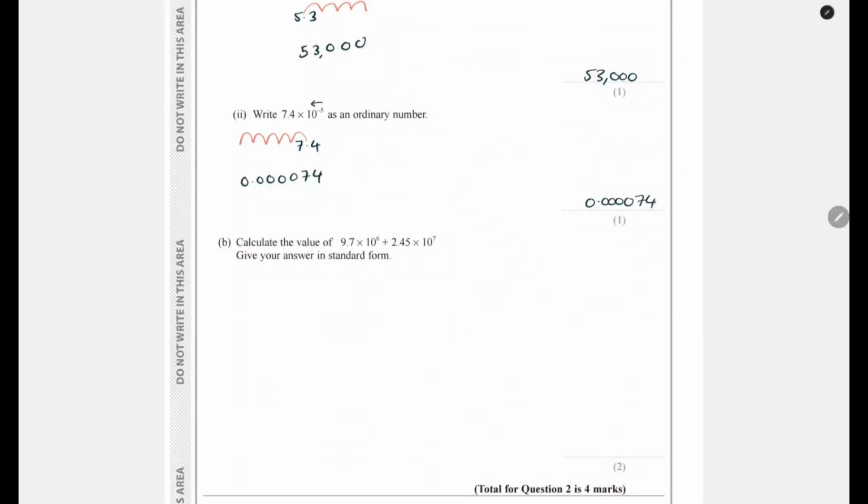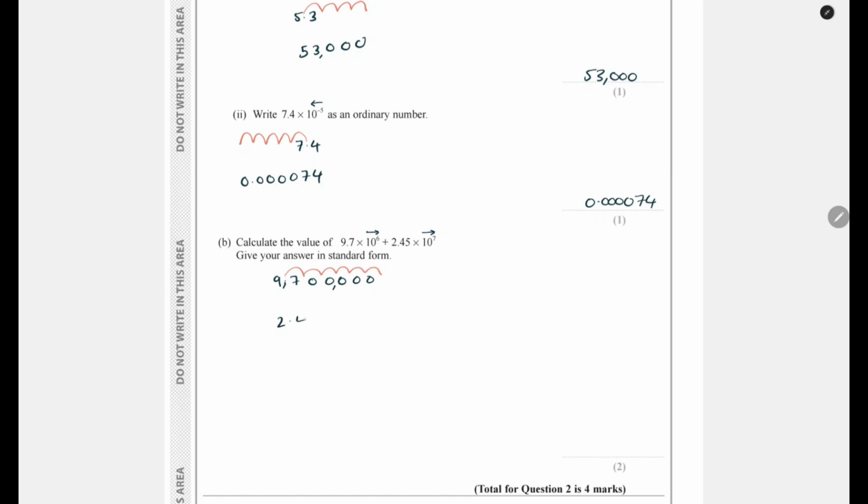Part B asks us to calculate the value of 9.7 times 10 to the power of 6 plus 2.45 times 10 to the power of 7, giving your answer in standard form. Well, both have positive indices, and so we're going to move the decimal place to the right-hand side. So that's 9.7, and then we move the decimal place to the right 6 times. 1, 2, 3, 4, 5, 6, and that gives us 9,700,000.